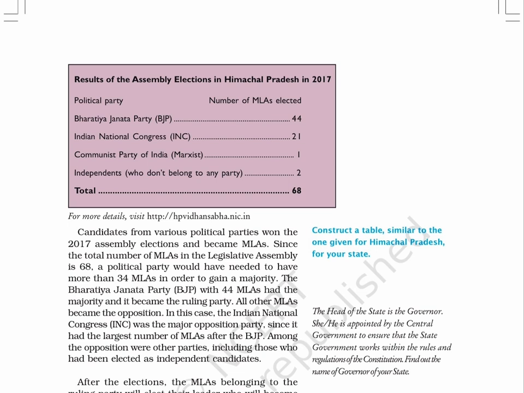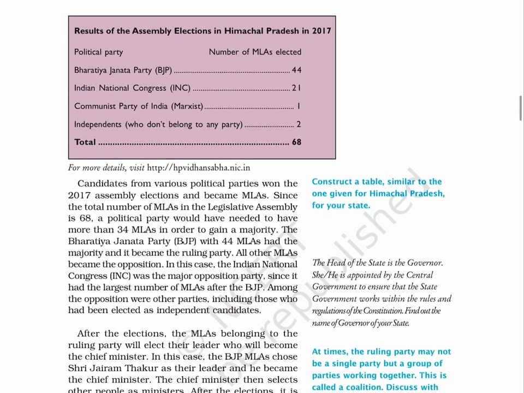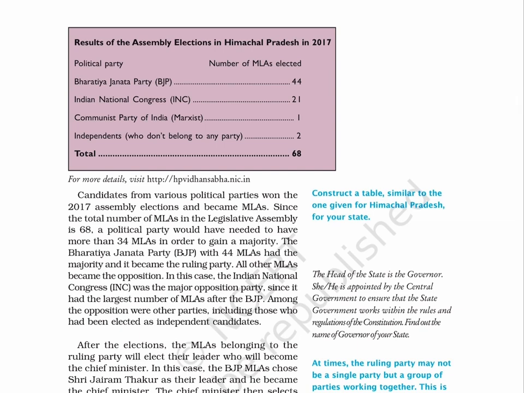44, Indian National Congress, INC, 21, Communist Party of India, Marxist, 1, Independents who don't belong to any party, 2, total 68. For more details, visit hpvidhansabha.nic.in. Construct a table similar to the one given for Himachal Pradesh for your state.